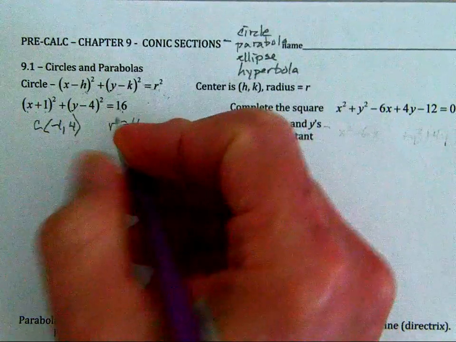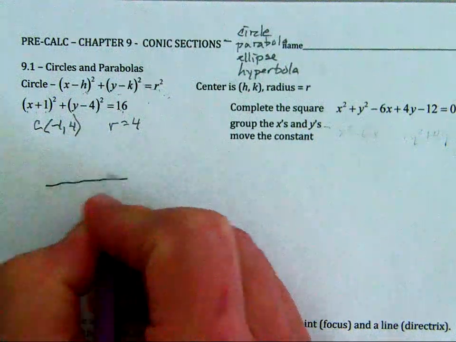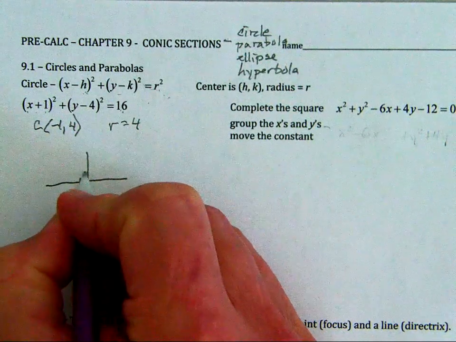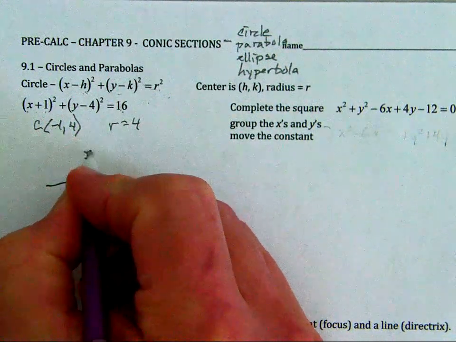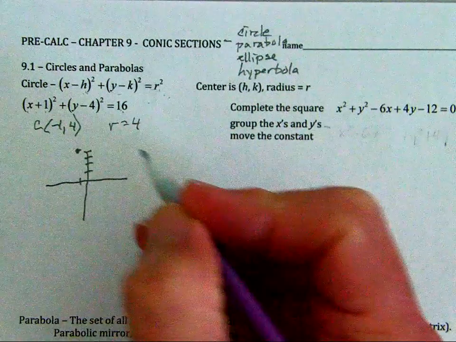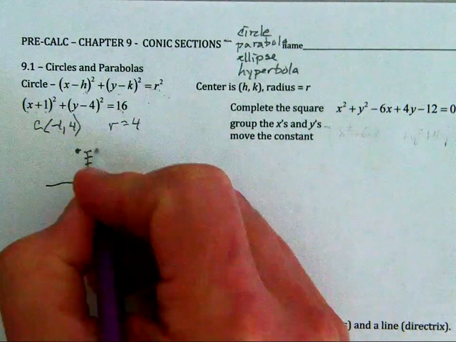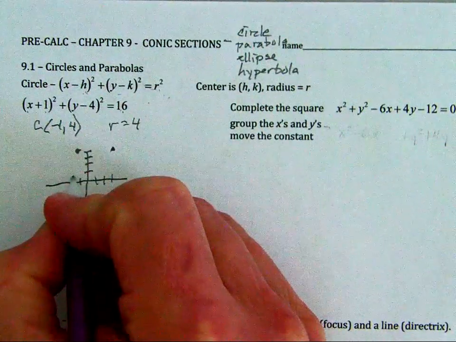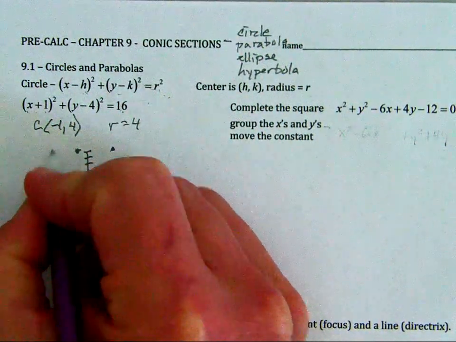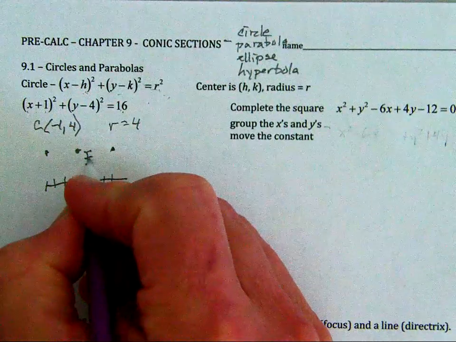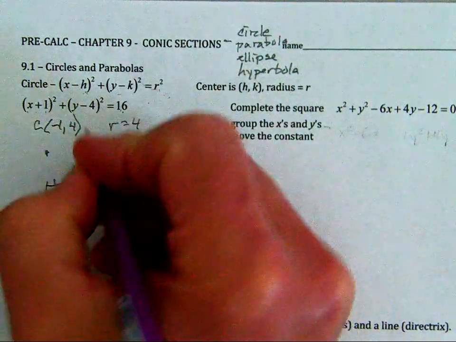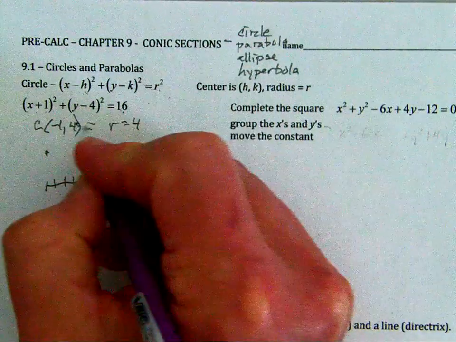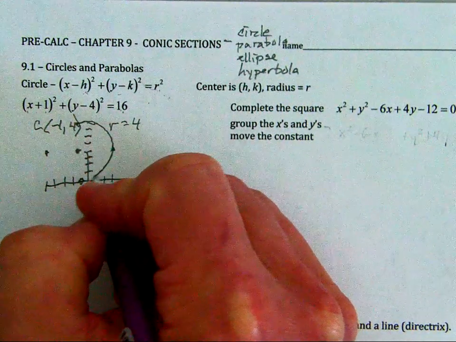Now, if you're going to graph that, the easy way to do it, and we'll do this a lot on graphing, is find your center. So you'll start with a point there. Your center is negative 1, 4. Made that a little too big. So put that down. Now for the radius, I go right 4, 1, 2, 3, 4, and left 4, and down 4, and up 4, there's my circle.